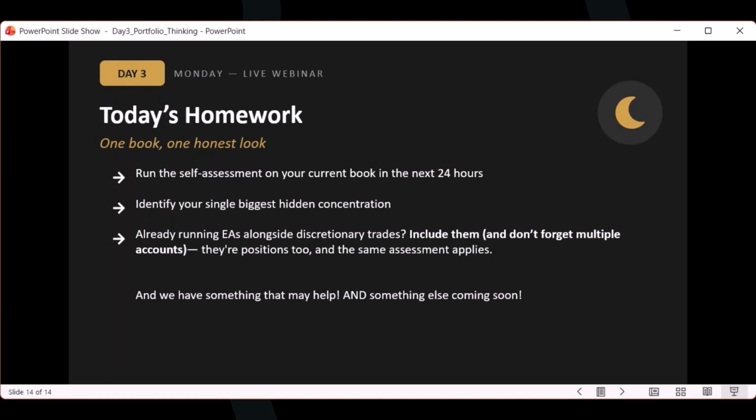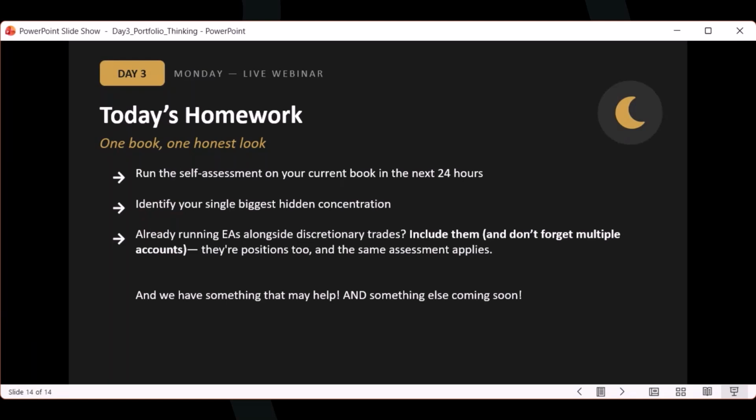If you're running EAs alongside discretionary trades, you've got to include their positions too, and the same assessment applies. And as I said, there are a couple of things that can help, and of course something else coming soon. Once we get that whole Sentinel package online, you'll be fully aware of everything going on simply through the snip and paste of your current positions in your account. It'll just do the maths on that and then spit out some ideas.